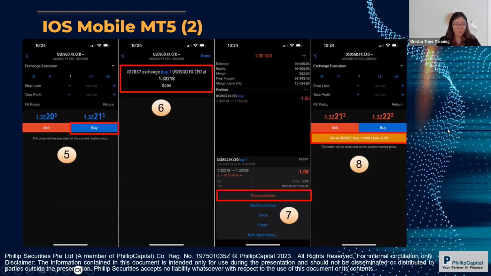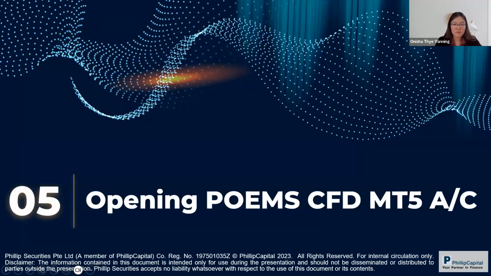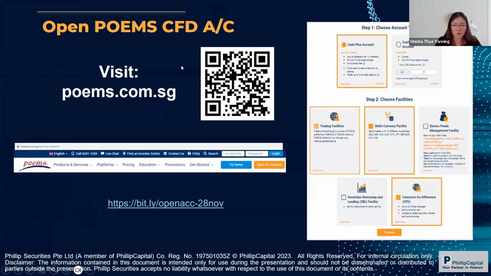Okay. So how do you open your Poems CFD MT5 account? Okay, so let's say for here, you have to visit poems.com.sg, or you just scan this QR code to open your account, sorry. So to have an MT5 account, you have to have a Poems CFD account in order to get access to our Poems CFD MT5 account. Okay, it's very important for you to know that. So please go to this link.